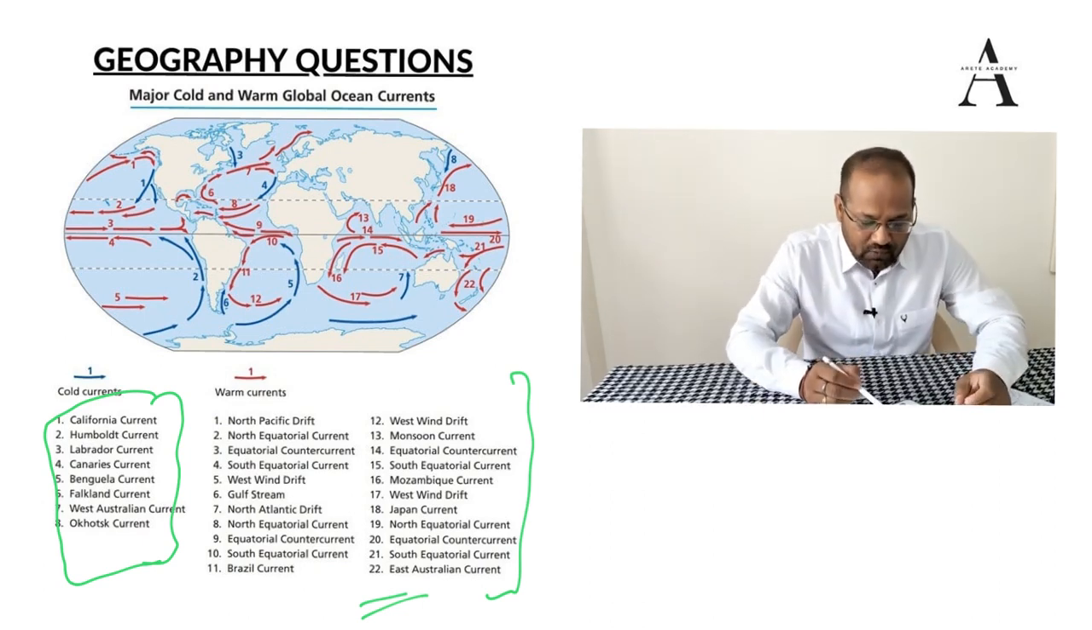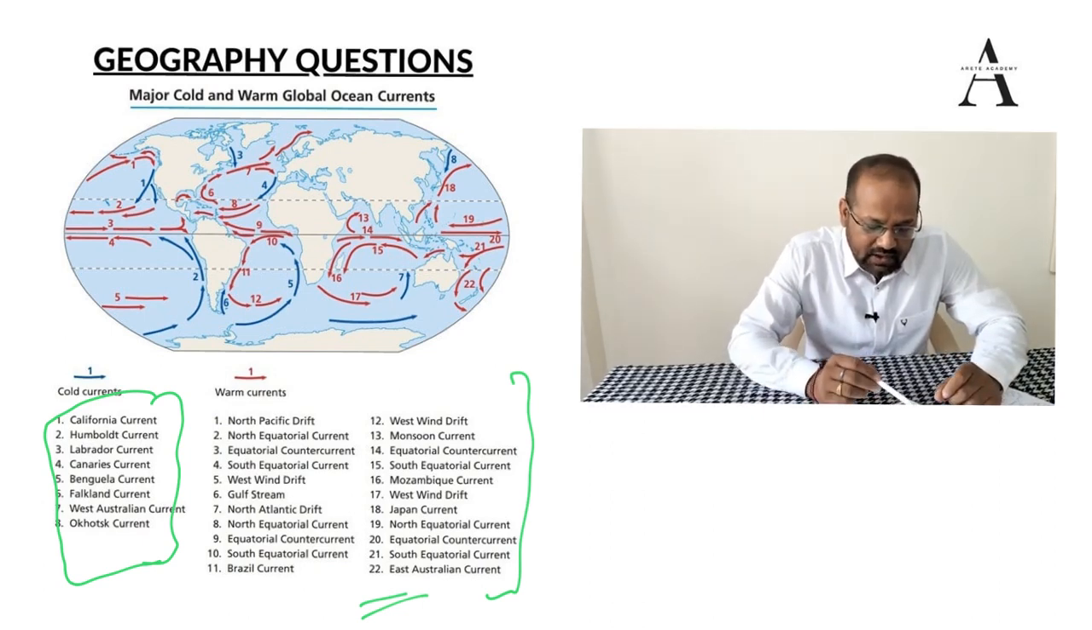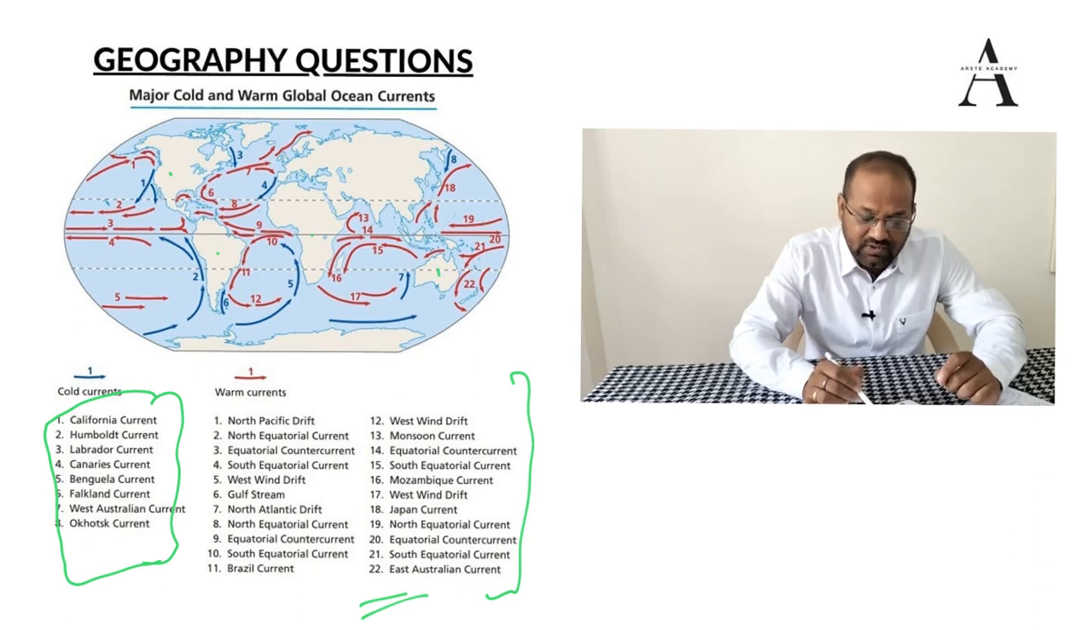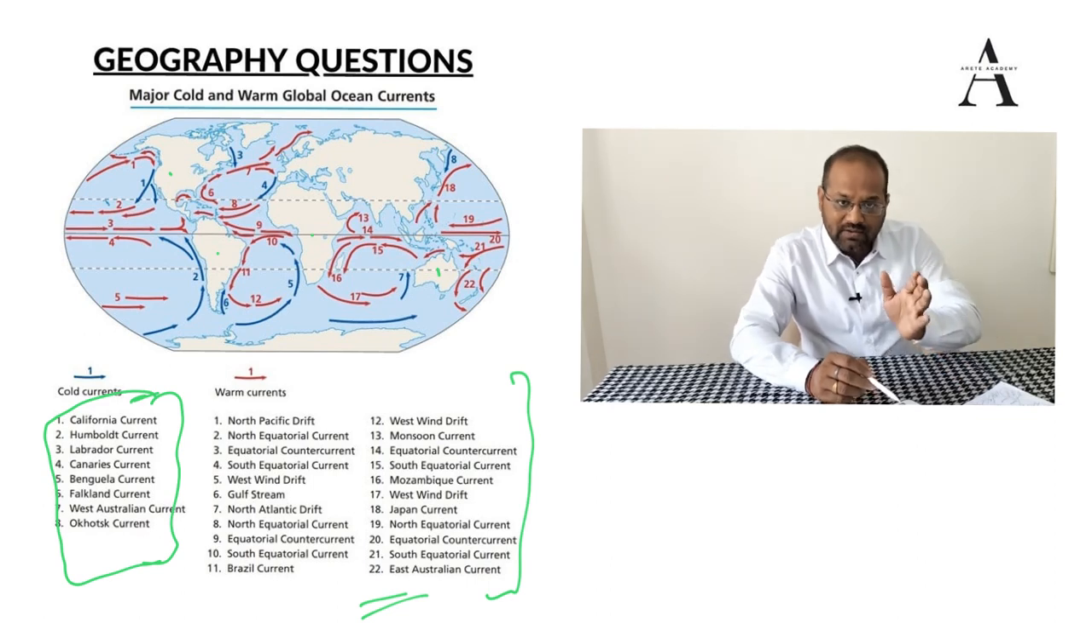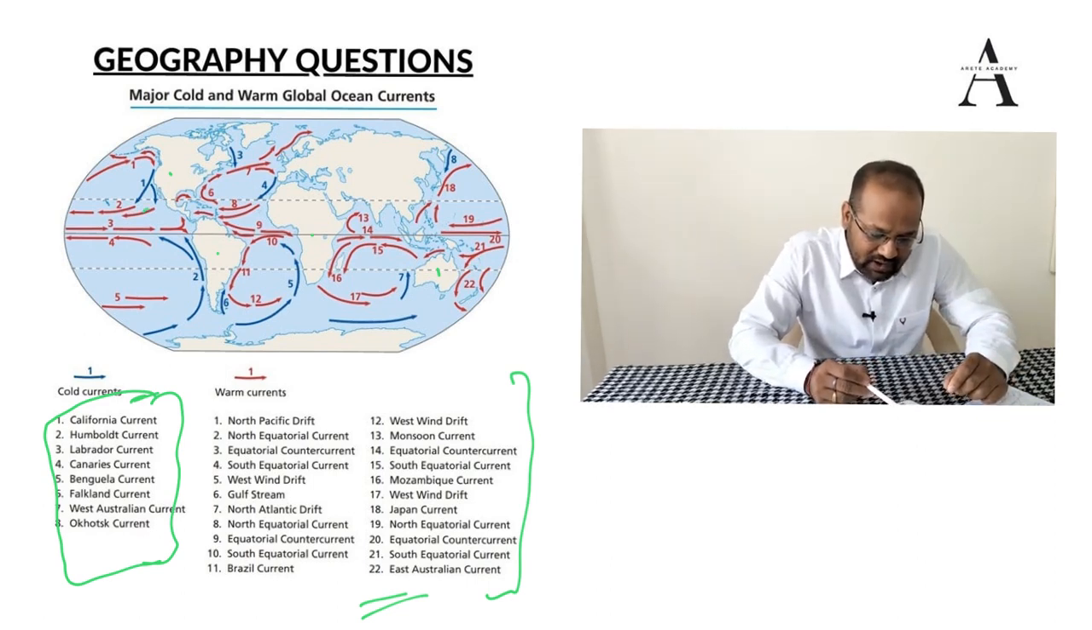Now coming to the map, if you analyze it, take the continents: North America as a continent, South America as a continent, Africa as a continent, Australia and basically Oceania, the island nations, as a continent. If you analyze them, you will find all the cold currents on the western coast. Take the example of the California current, the Humboldt or Peru current.